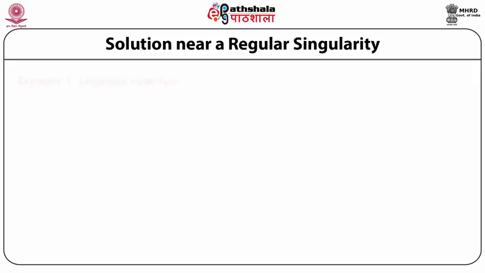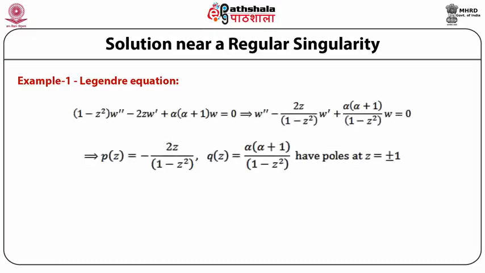Let us proceed with some examples now. Consider the Legendre equation given by 1 minus z squared times w double prime minus 2z times w prime plus alpha into alpha plus 1 into w is equal to 0. The equation is rearranged to have w double prime minus 2z w prime divided by 1 minus z square plus alpha into alpha plus 1 w by 1 minus z square equals 0.